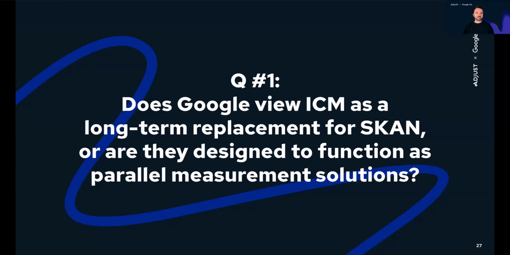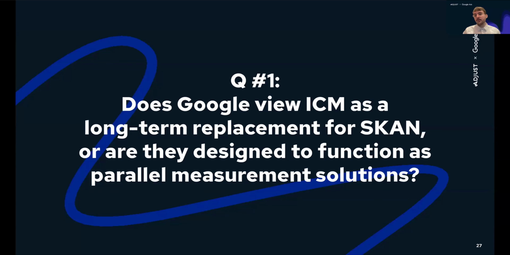So the first question is, does Google view ICM as a long-term replacement for SKAN, or are they designed to function as parallel measurement solutions? Yeah, good question. I think it's one that we get commonly, but we developed ICM as a solution to a very common challenge that many marketers have had for so long, which is the need for real-time, high-fidelity, granular attribution reporting in order to better understand ad network campaign performance. And we realize SKAN has been the industry practice for so long.